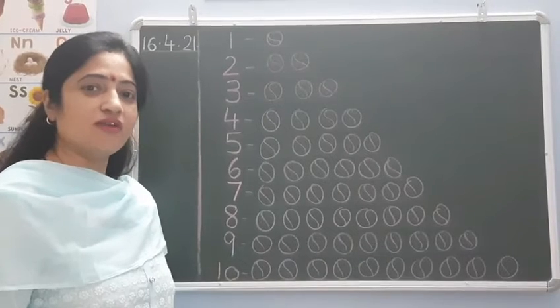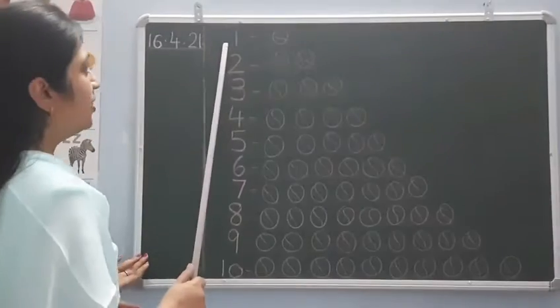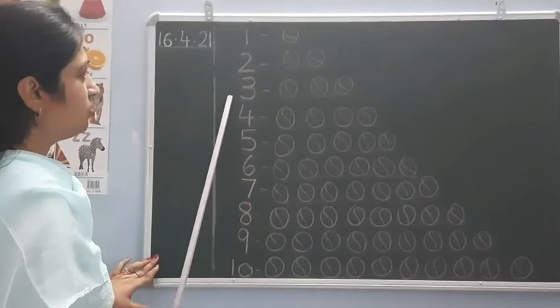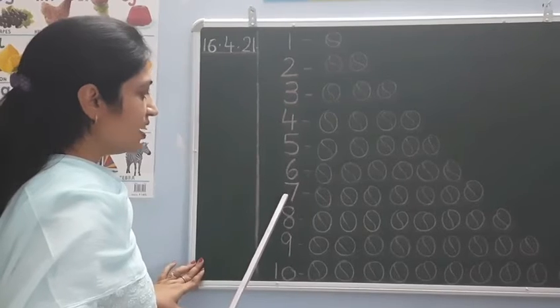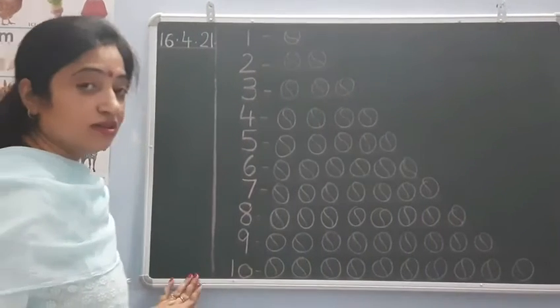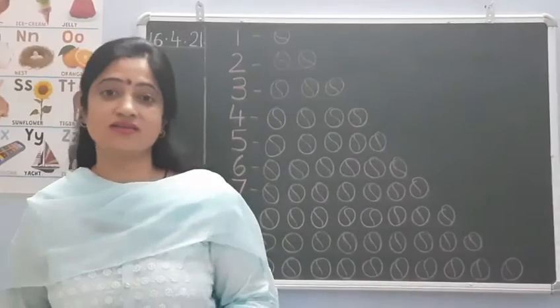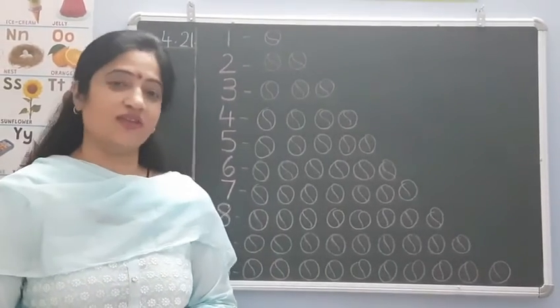Alright, so let's revise the number counting 1 to 10 one more time. 1, 2, 3, 4, 5, 6, 7, 8, 9 and 10. Children, you have to learn numbers and you have to recognize also numbers from 1 to 10 the way I taught you.